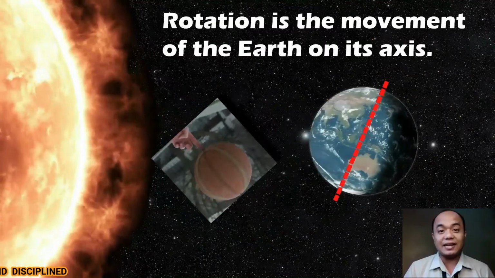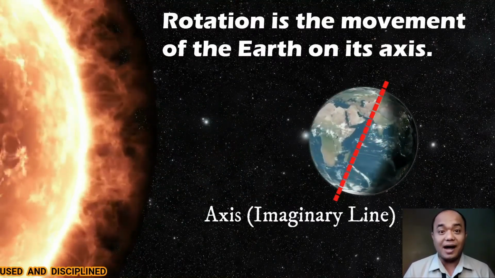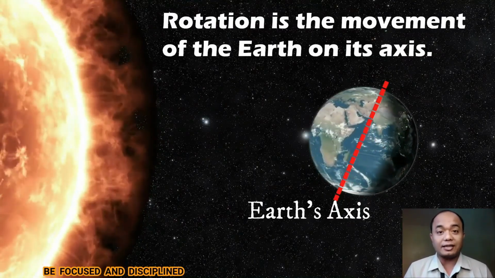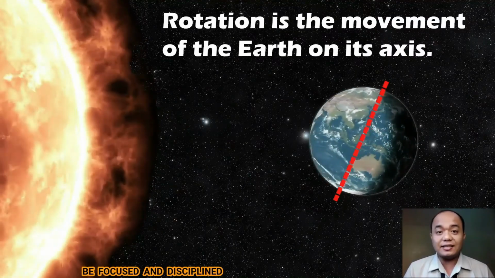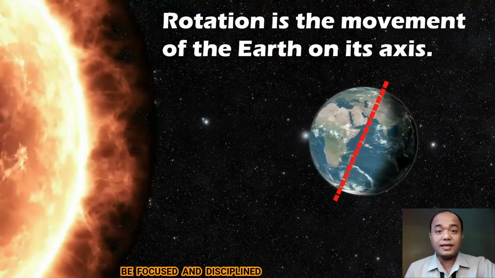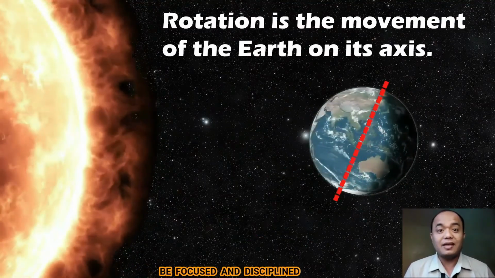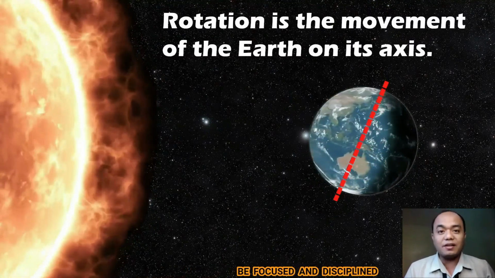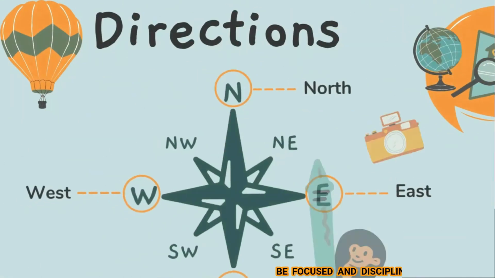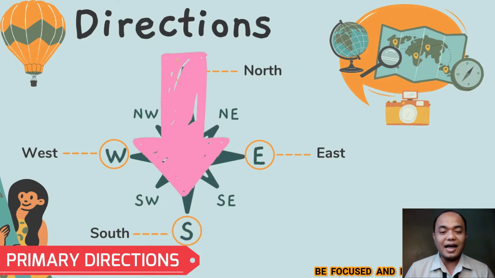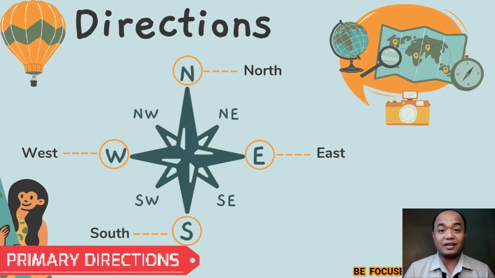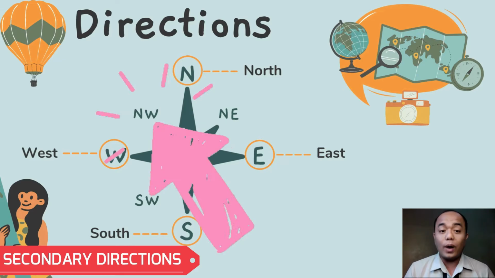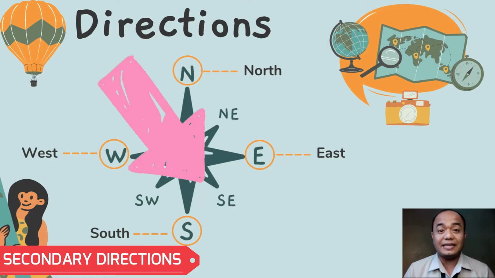Again, yung Earth's axis natin, class, ay imaginary lang o imahinasyon lamang. Ang axis ay gabay lang naman natin, class, para alam natin kung saan talaga umiikot ang ating mundo. Again, Earth's axis goes from the North Pole through the center to the South Pole. Speaking of directions, can you still remember your primary directions? What are our primary directions? The primary directions are the north, the south, the east, and the west directions. And we have also secondary directions, class. We have northeast, northwest, southwest, and southeast direction.